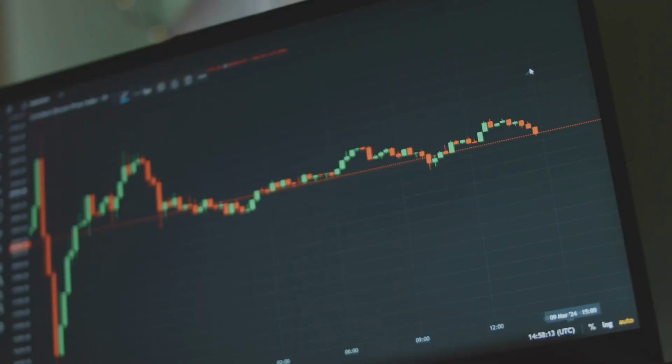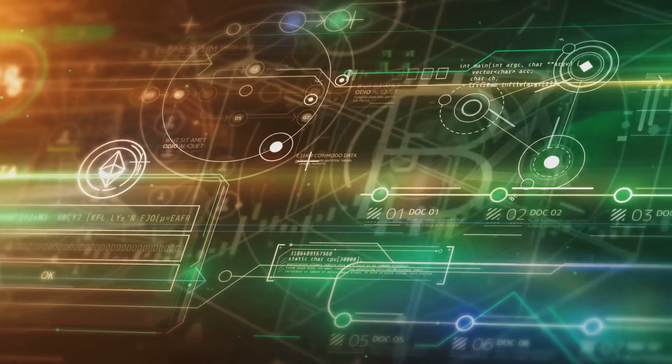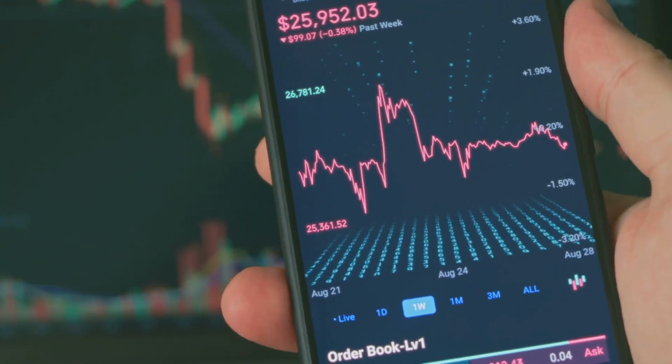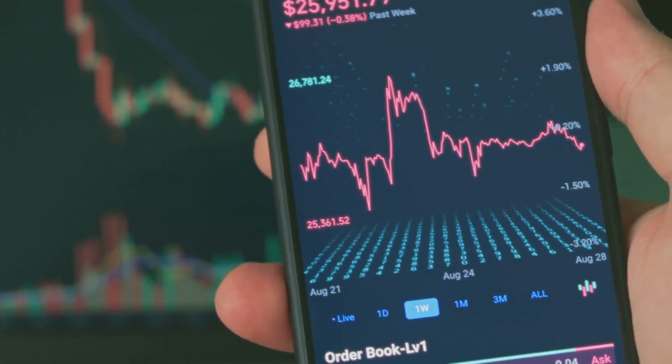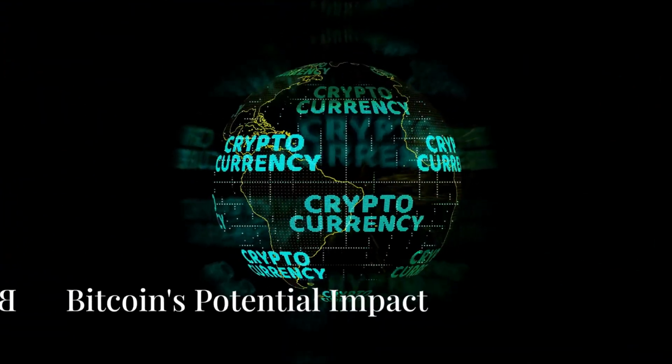Bitcoin transactions are recorded on a public ledger called the blockchain. This transparency ensures accountability and prevents manipulation. While Bitcoin is still a relatively new technology, its unique features have made it an attractive alternative to traditional currencies.